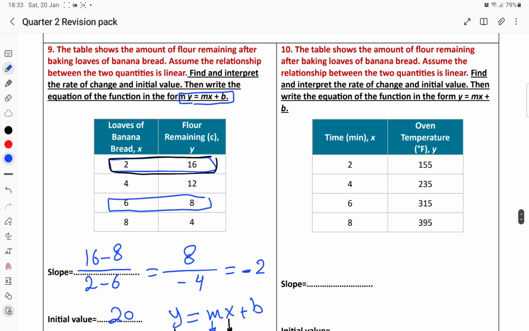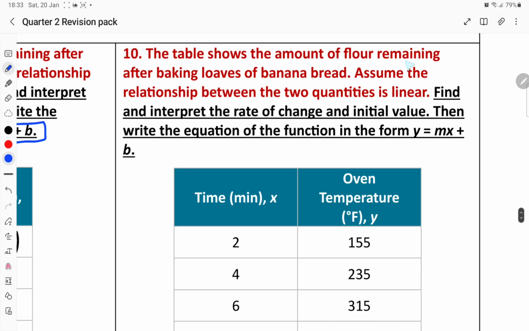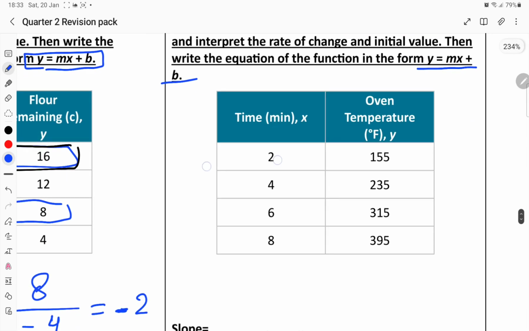Question 10. Very good. The table shows the amount of flour remaining after baking loaves of banana bread. Assume that the relationship between the two quantities is linear. Find and interpret the rate of change and initial value. Then write the equation of the function in the form y equals mx plus b.